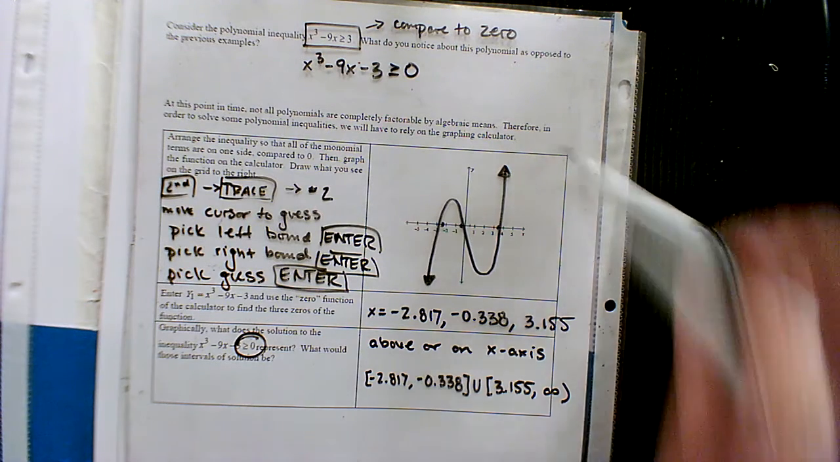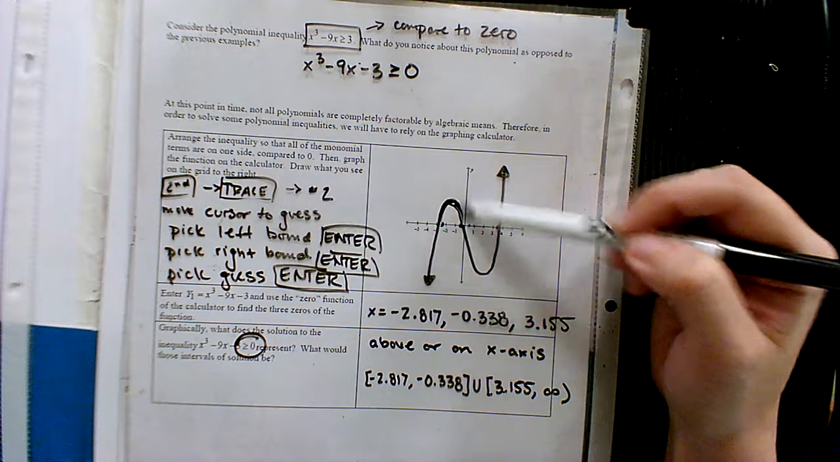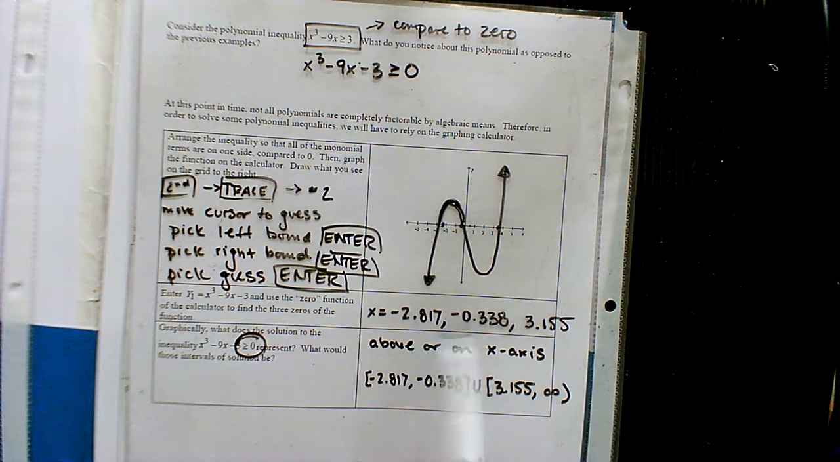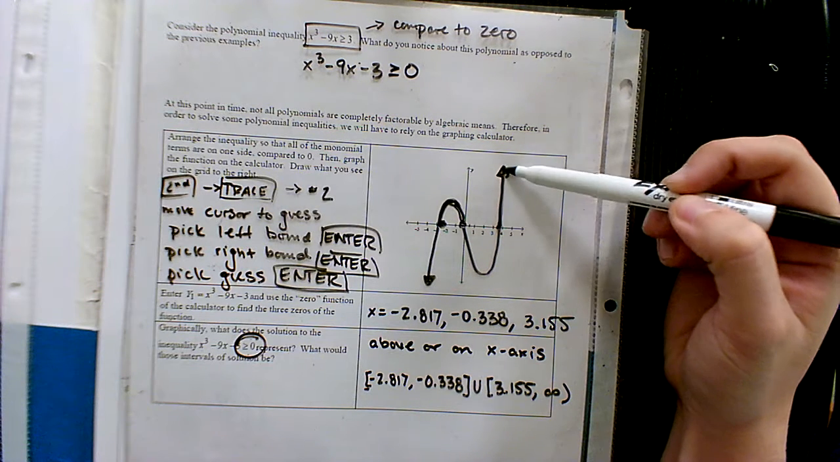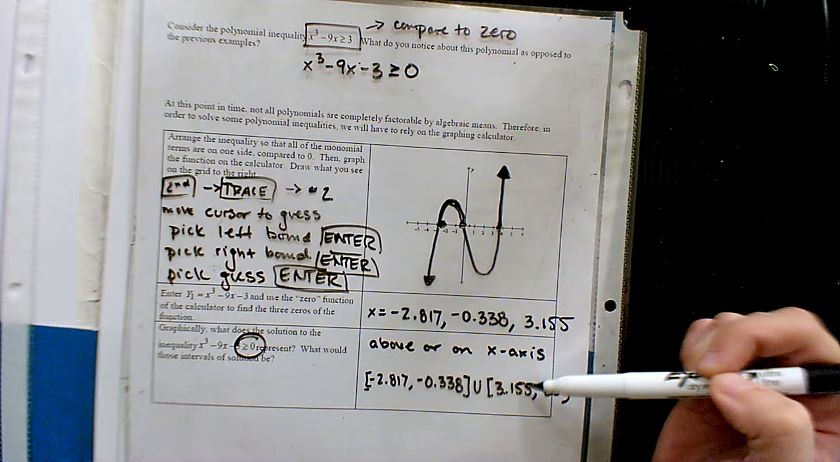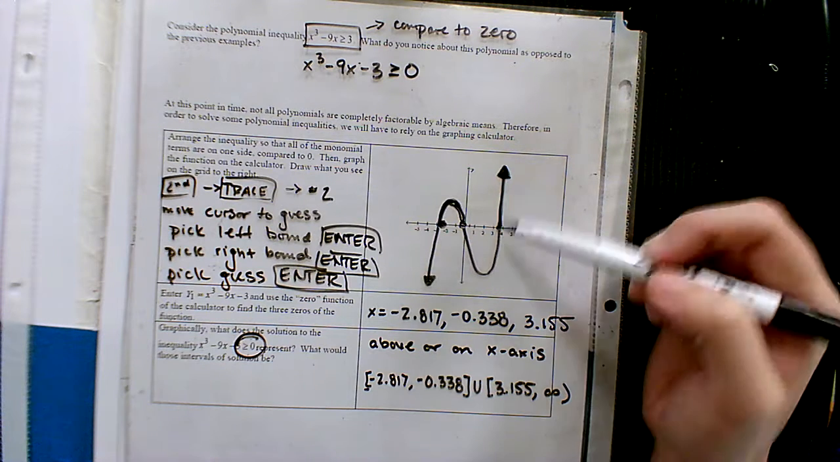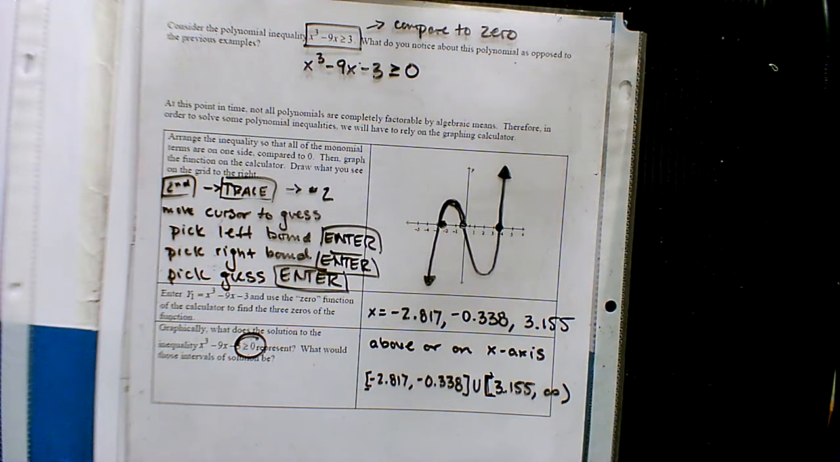Okay, so looking at the graph, we are above the x-axis between the first 2 x-intercepts. So this would be the beginning and ending value for the interval. Since we're on the x-axis, we should be able to include those. So we'll do the brackets. And then the last interval is after the last x-intercept. So we'll have the last x-intercept to infinity. And again, since we can include the x-intercepts, we'll put a bracket on that value.